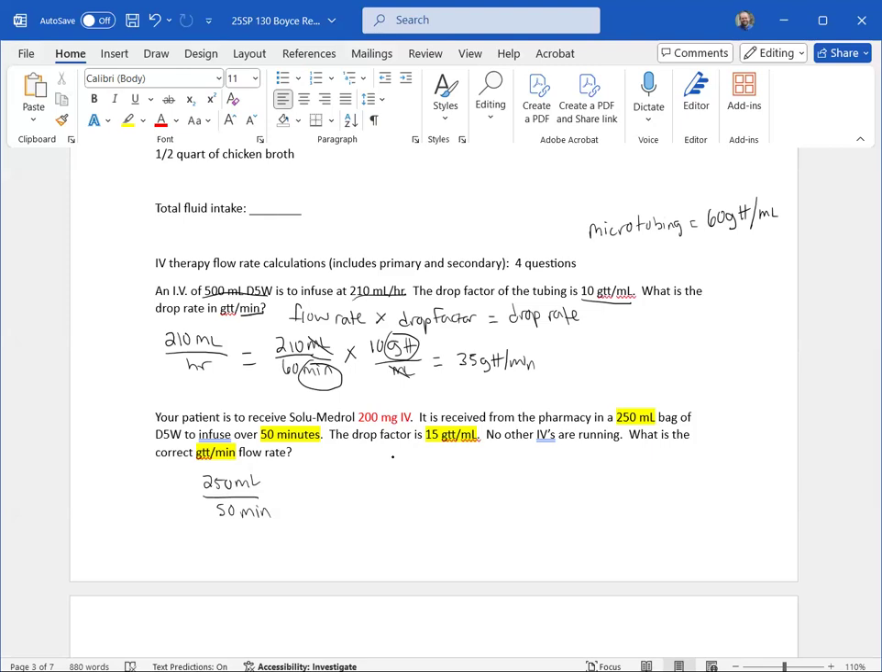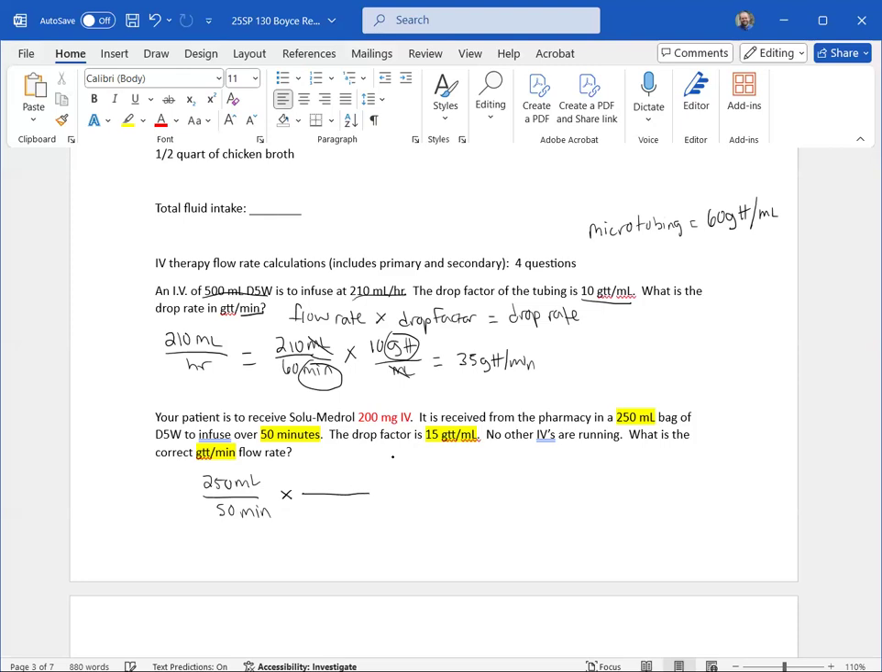Now, initially, when you start working through some of these problems, you're going to be tempted to convert milliliters per minute to milliliters per hour. But when you're calculating for a drop rate, you're going back to minutes. So you're basically doing an extra step. If it's in minutes, leave it alone. If it's in hours, convert it to minutes. Okay. So 250 ml, 50 minutes.